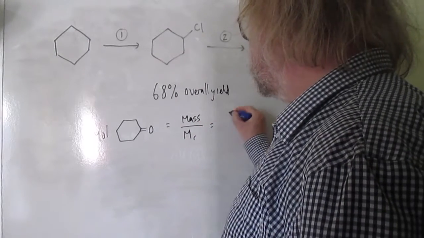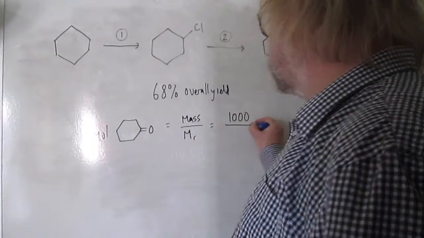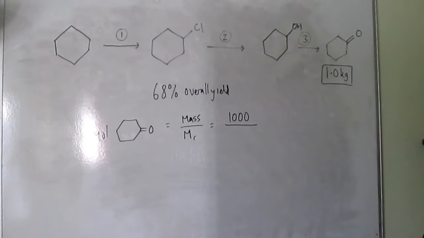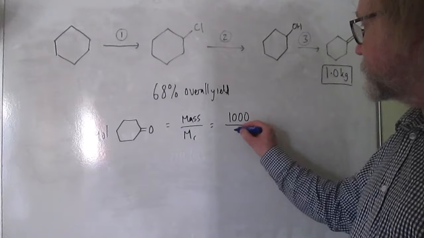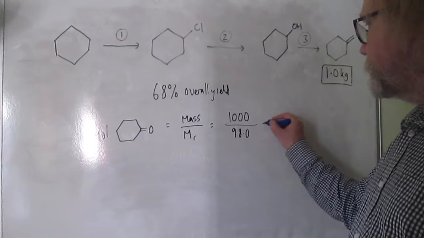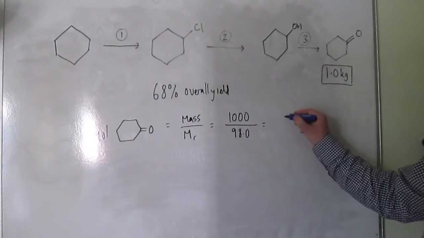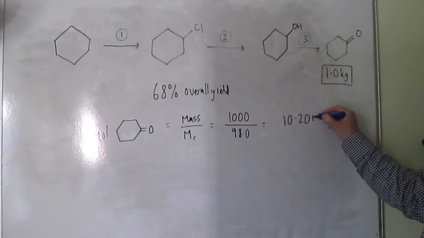And it's 1 kilogram, which of course you know is 1,000 grams. Need to turn it into grams to do that. Add up the Mr of that molecule. Just be careful counting the hydrogens, because obviously in a skeletal formula they're not shown. So that's C6H10O, which adds up to 98.0, and 1,000 over 98 is 10.20 moles.